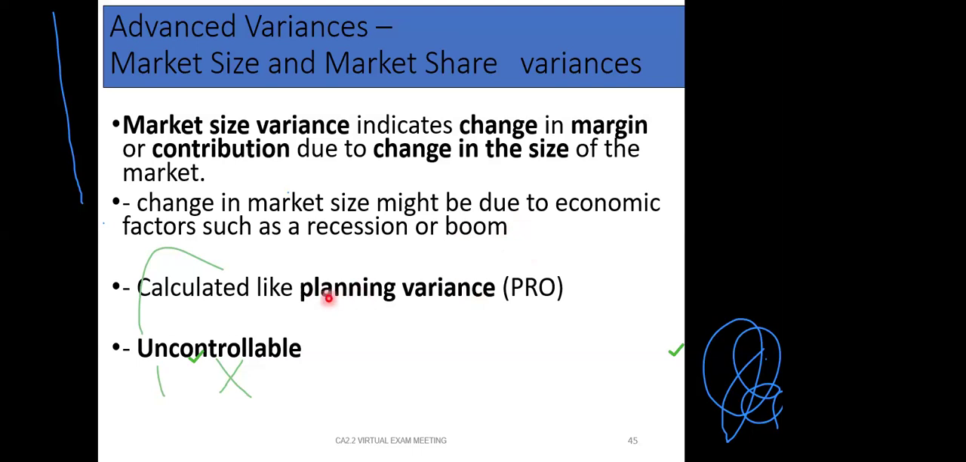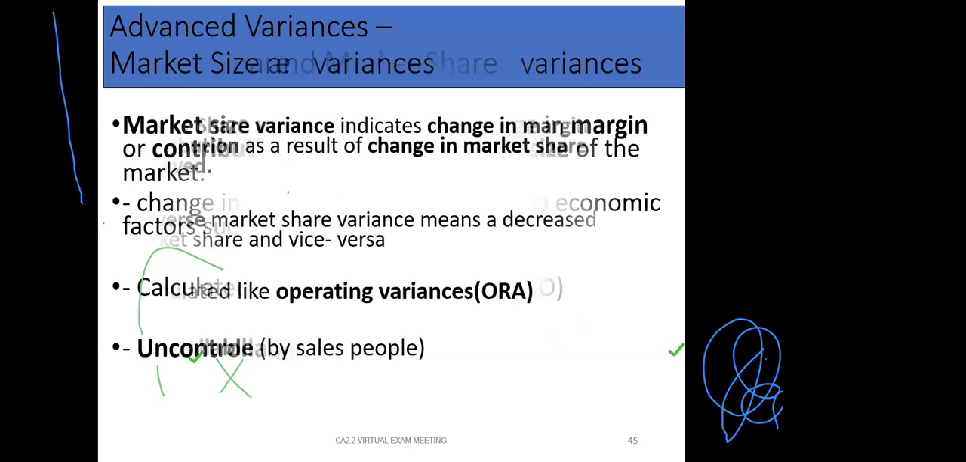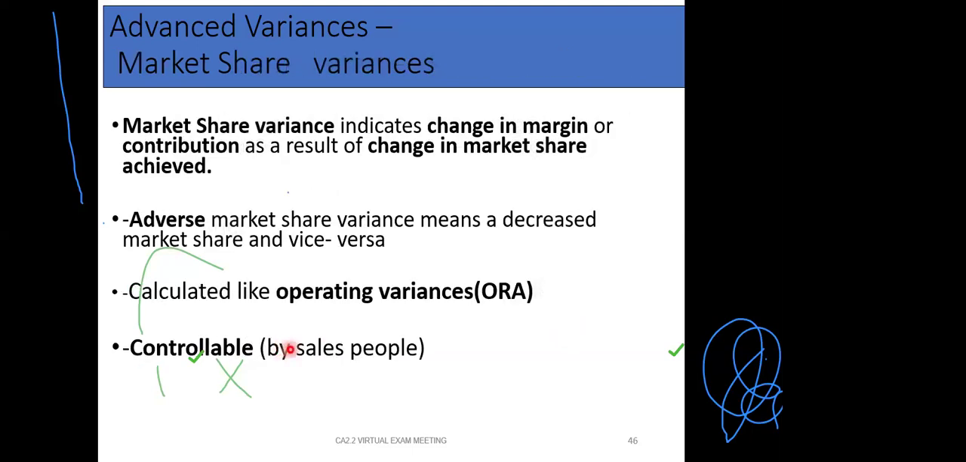The market size variance is calculated like planning variances. For planning variances you compare the revised with the original, and the variances are uncontrollable. So even these market size variances are uncontrollable by junior managers.